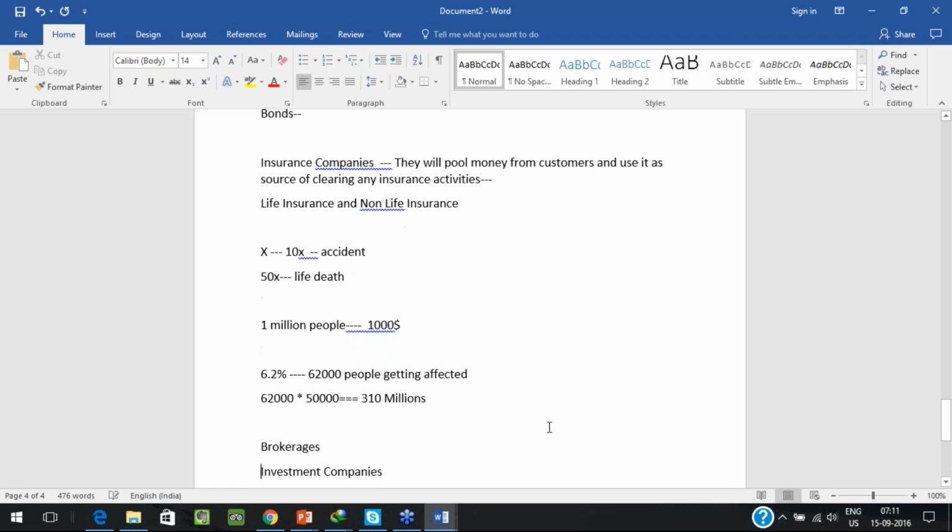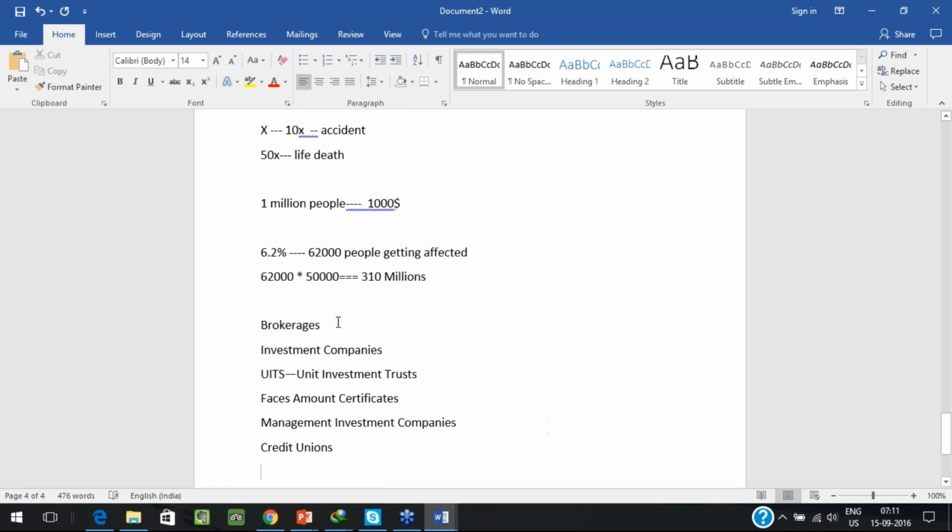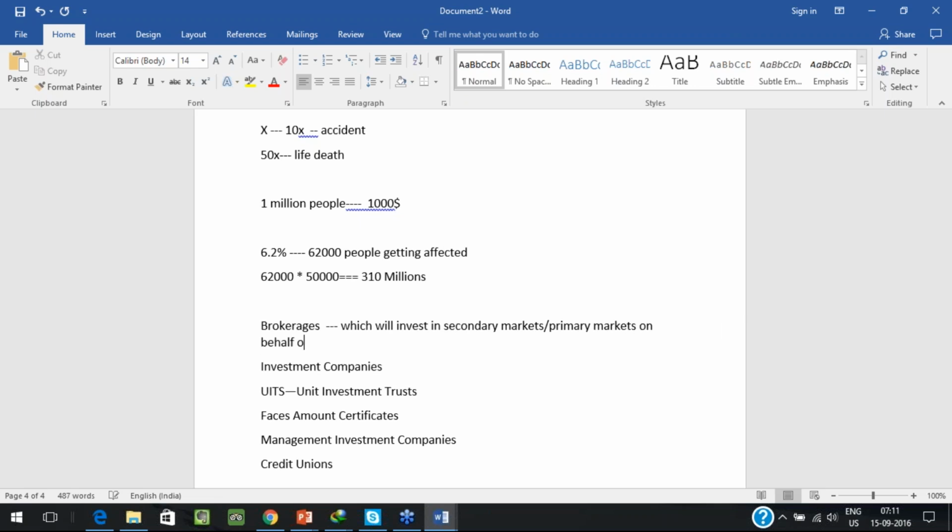So that's the insurance company. And then we have brokerages. Brokerages are firms which will invest in secondary markets or primary markets on behalf of customers. Generally we hear about brokers in the share market, right? So what are they doing? They are investing on your behalf.